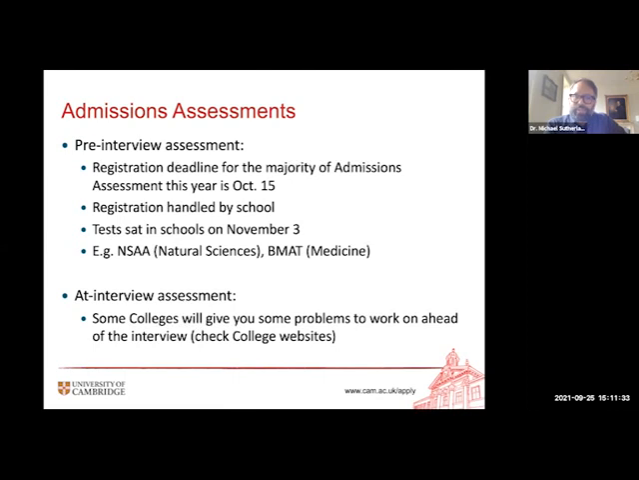This year, the tests are going to be sat in schools on the 3rd of November. It's a little bit later than previous years, so be aware of that particular date. You've got just over a month now to prepare. I would add that some colleges, I'm thinking of Trinity and Magdalen in particular, will also give you a test at the interview stage. If you get called through to interview, they'll ask you to write a college-specific test, just some more problems to work through. We don't have a test like that at Corpus. It's just the NSAA. So be aware of that and check individual college websites for details.